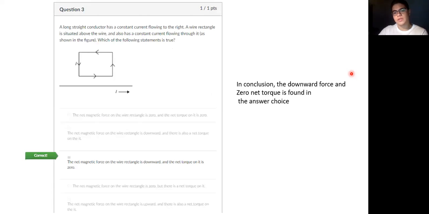So if we look at our answer choices, the downward force and the 0 net torque is going to be the third answer choice. Thank you.